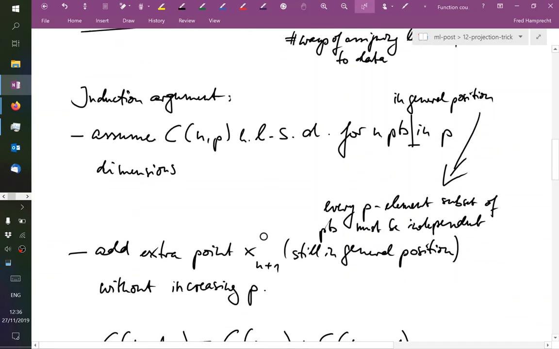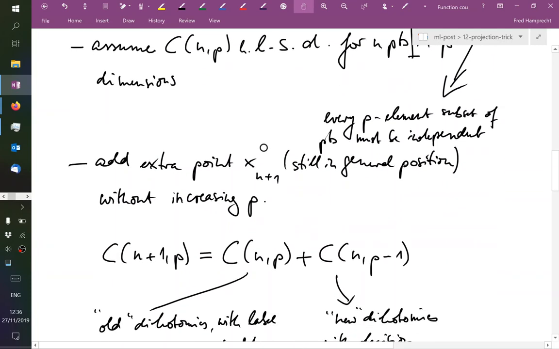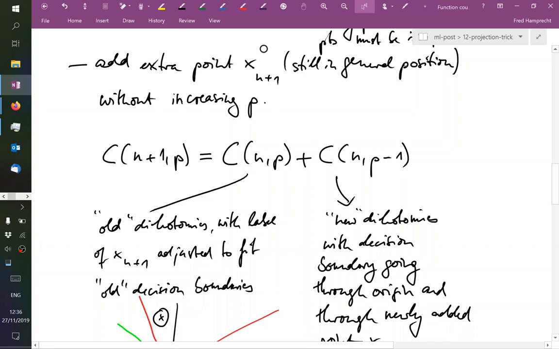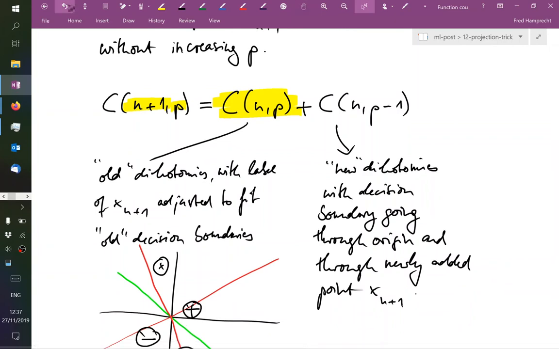Now we add an extra point that's still required to be in general position without increasing the dimensionality. So we use the same space, and we just add another point in there. Then we have n plus one points in p dimensions, and we want to say how many homogeneously linearly separable dichotomies there are. And then the crucial insight is that it's the number that we previously had plus a new one. Let's look at these two terms, the old and the new one.